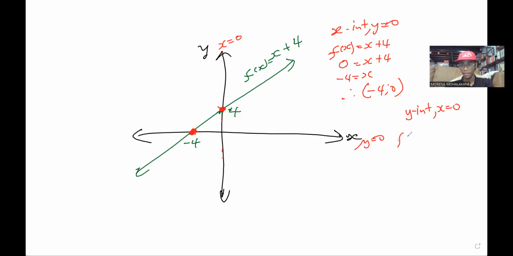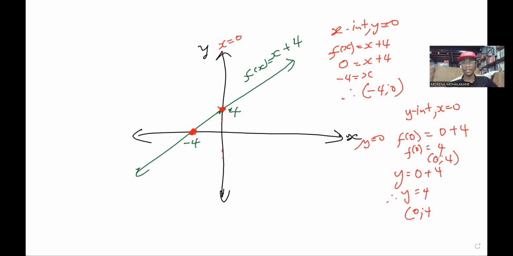So I'm going to have f of x, f at 0 actually, which is 0 plus 4. Or I can say y is equal to 0 plus 4, which gives y equal to 4. The coordinates of the y-intercept are 0, 4. Same thing here. F at 0 is equal to 4. So that's the y-intercept. You have 0 and 4. That is for the intercepts.